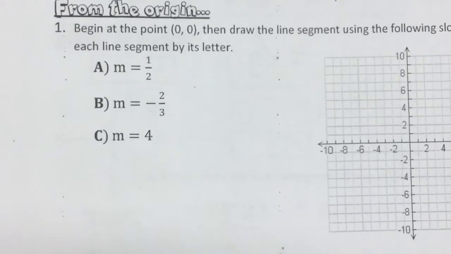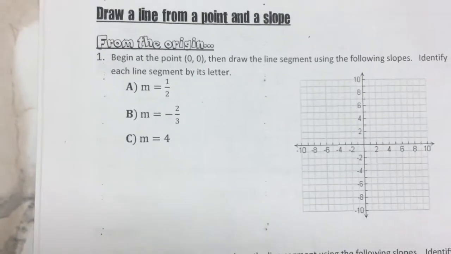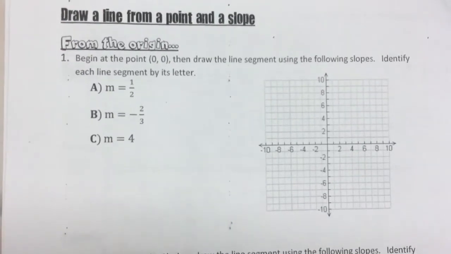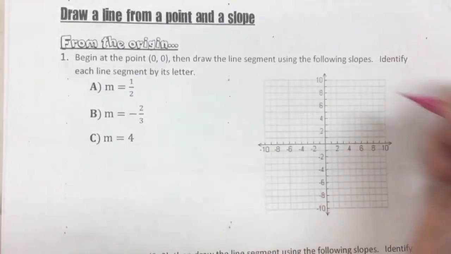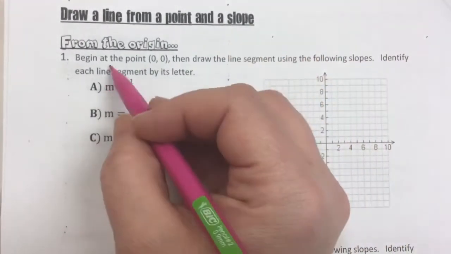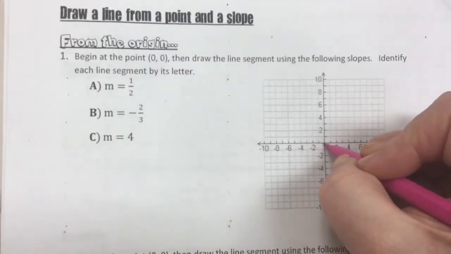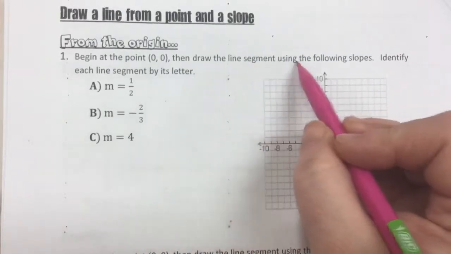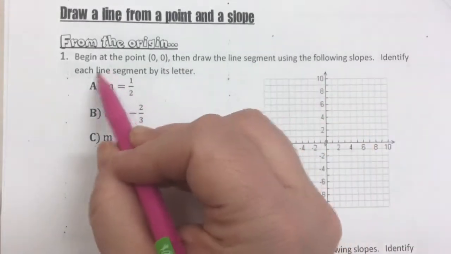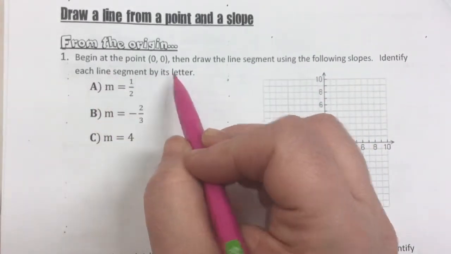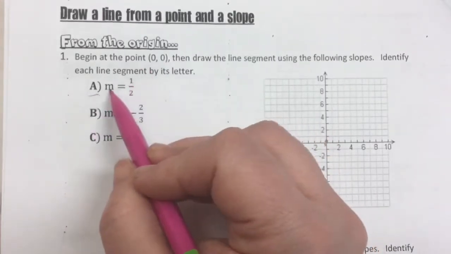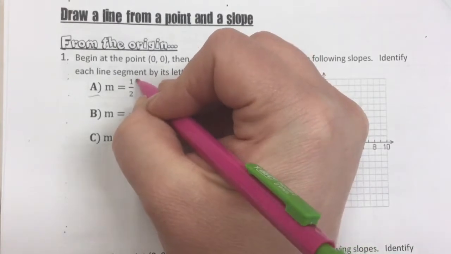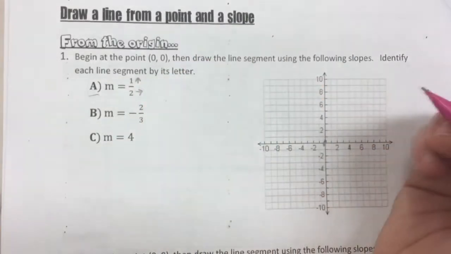The next example I'm going to give you is how to go from a point and draw a slope. Okay, so here it's saying begin at the point 0, 0, which is right smack dab in the middle of your graph. Then draw the line segment using the following slopes and identify each line by its letter. So let's look at A. The slope says it's 1 over 2, which means it's an up of 1 and over of 2.